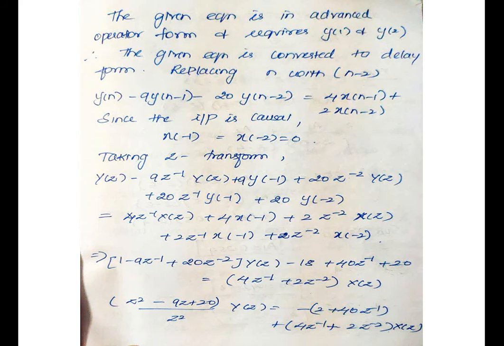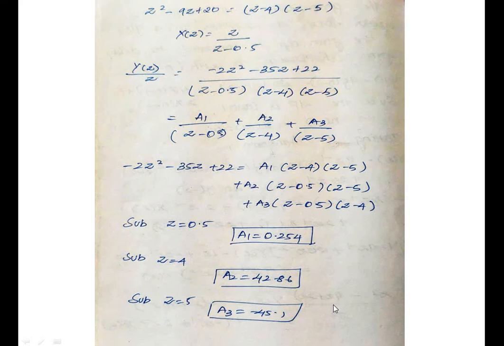The next thing we'll have to do is substitute the initial condition values. So we have x of minus 1, x of minus 2 values as 0. And y of minus 1, y of minus 2 values are given in the question. So let's substitute all the values and solve this entire expression for Y of z. When you solve this entire expression for Y of z, we get Y of z by z is equal to minus 2z square minus 35z plus 22 by z minus 0.5, z minus 4, z minus 5.